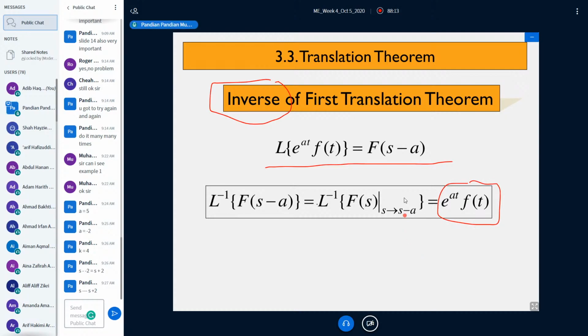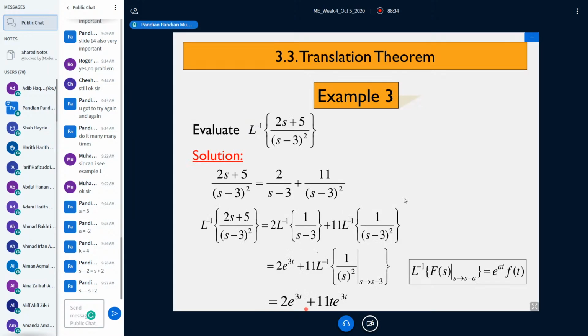But this must be s minus a. Then only e^(at) f(t), where a is this a, and f(t) is the inverse Laplace of F(s). Now, using this inverse Laplace formula, we want to find this one.